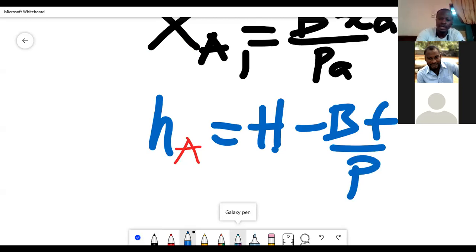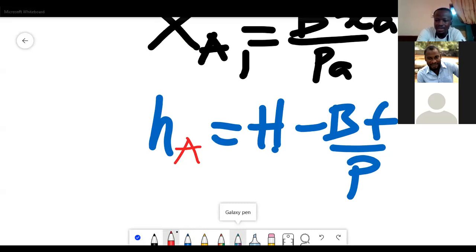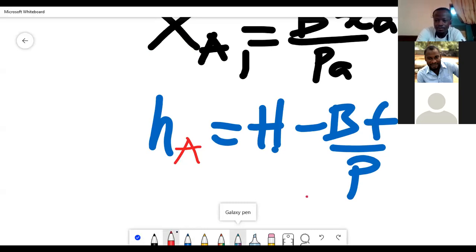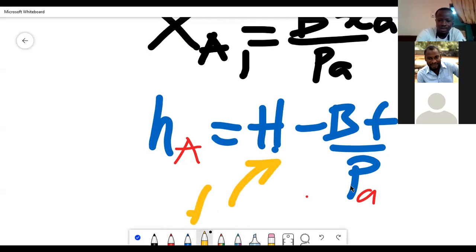So remember that subscript A is for the point A. The focal length is f, which is fixed. Then what is H? H is the flying height. Again, that is the flying height.